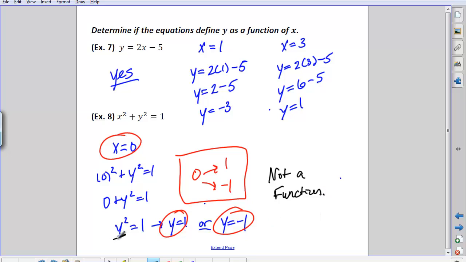And it's really this y squared that throws a kink in the whole thing. And just as a general rule, 9 times out of 10, I won't say every time, but 9 times out of 10, if you have a y squared in your equation, it's not going to be a function of x. Squaring that y value, again, that's what really throws a kink in the whole thing. So those are a little bit tougher.